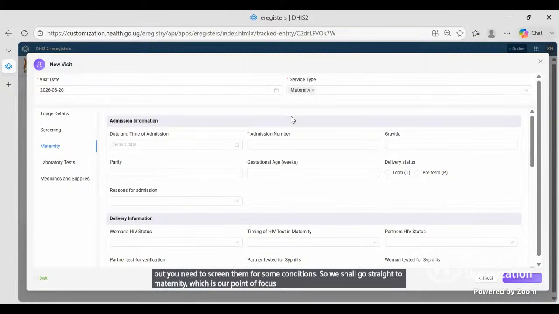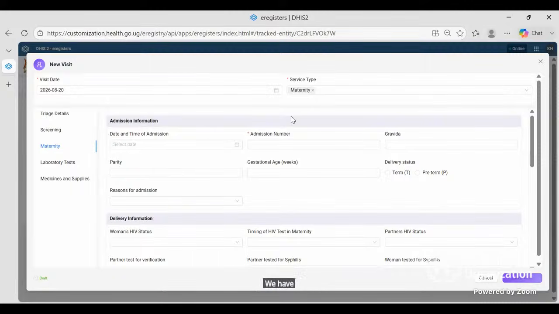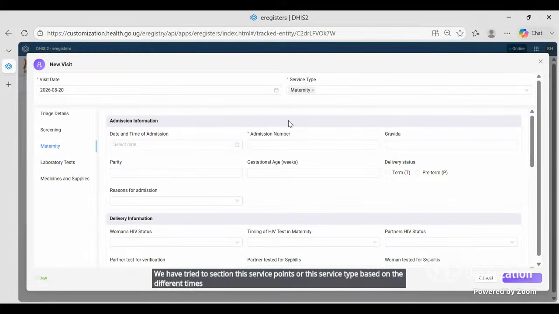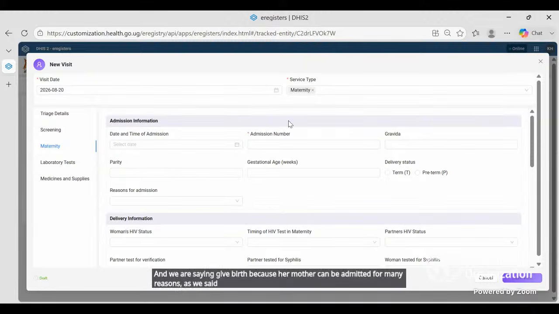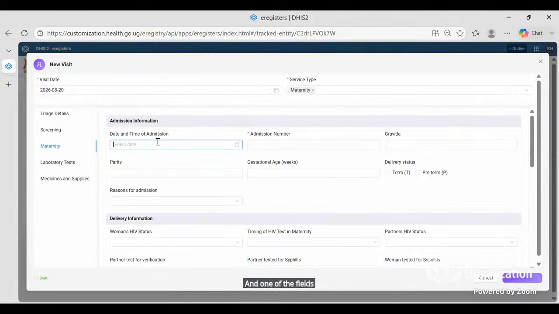Now, under maternity, we have tried to section this service type based on the different times when data is entered about a mother who has come to give birth. And we are saying give birth because a mother can be admitted for many reasons, as we said, but labor and delivery has a lot more that you capture about the mother than the other conditions that lead to admission of a mother in maternity. And one of the fields to start with is the date and time of admission.